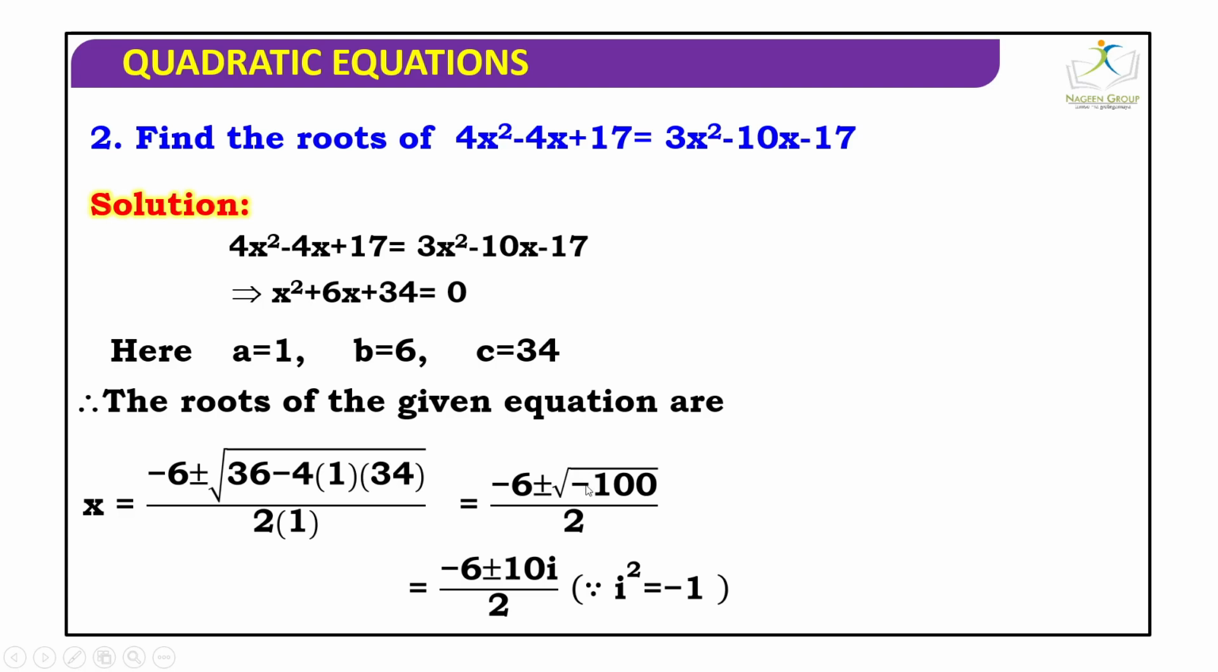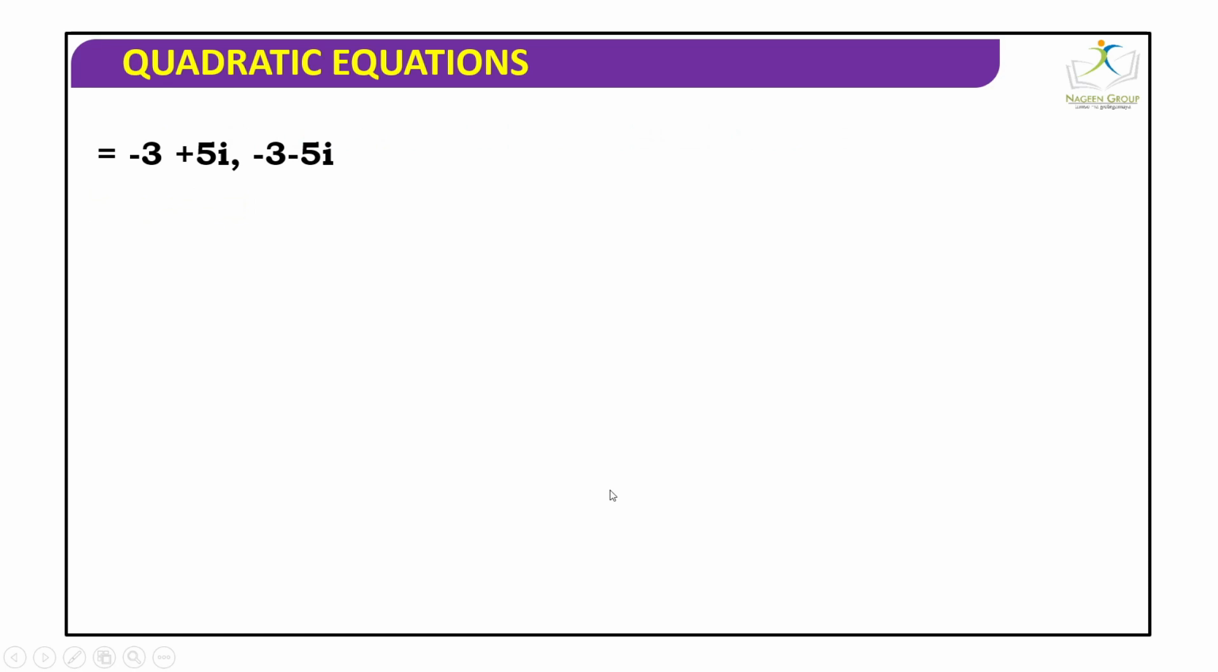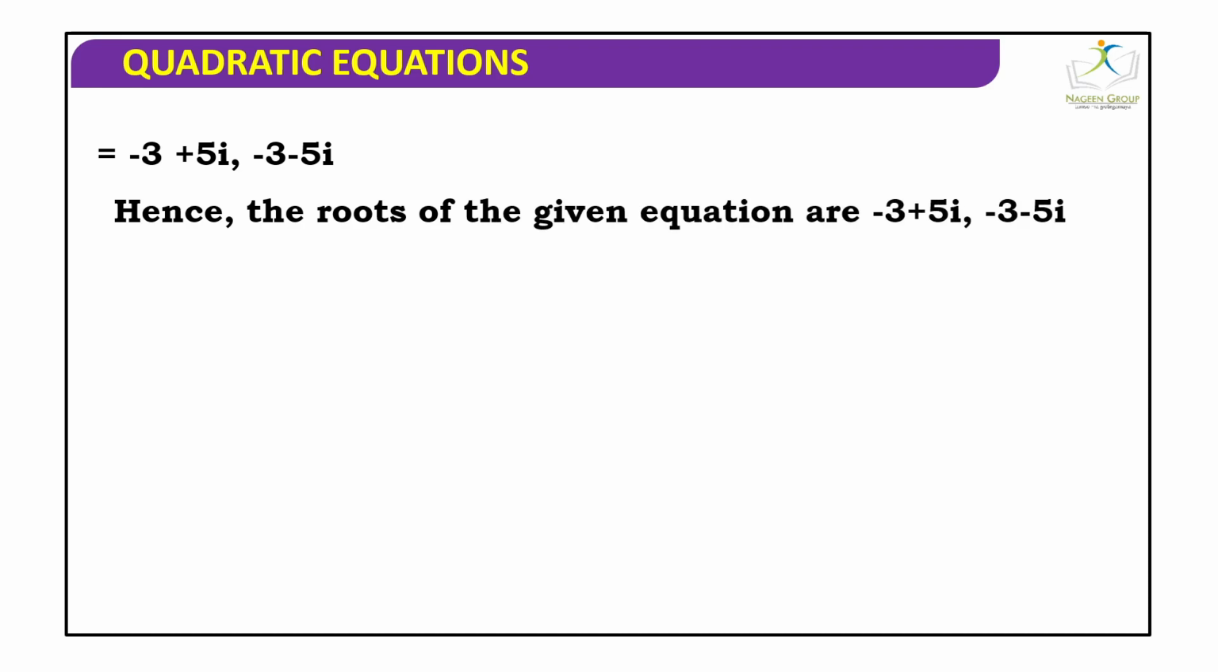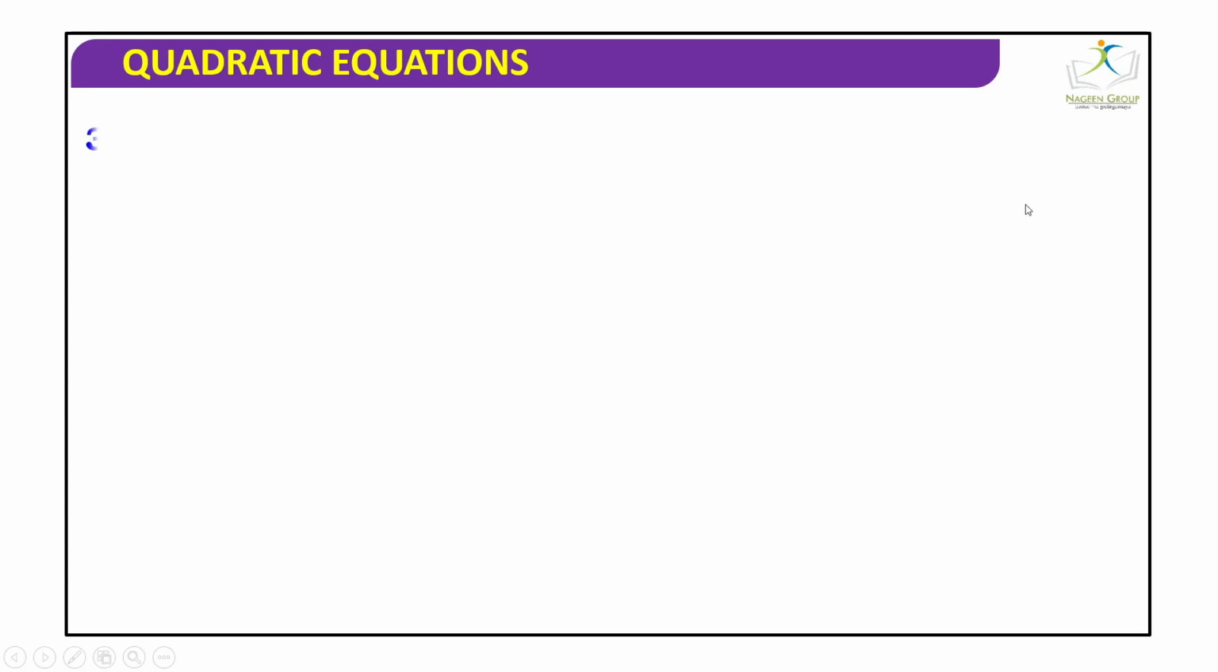Under root, minus 1 is equal to iota. So it is minus 6 plus minus 10 iota by 2. It is here minus 3 plus 5 iota and minus 3 minus 5 iota. Hence, the roots of the given equation are minus 3 plus 5 iota and minus 3 minus 5 iota.